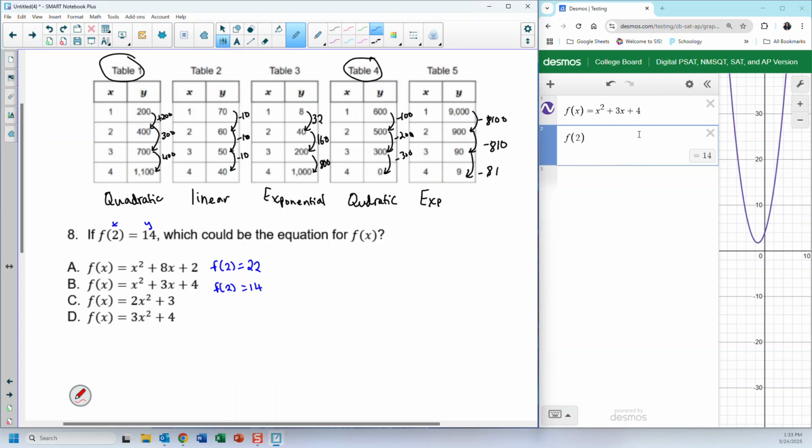It's just the way you would have to plug things in Desmos. If I plug 2 in here, 2 squared is 4, 4 times 2 is 8, 8 plus 3 is 11. So that gives me 11, and then this one also doesn't give me something. It gives me something else. Anyway, it is B.